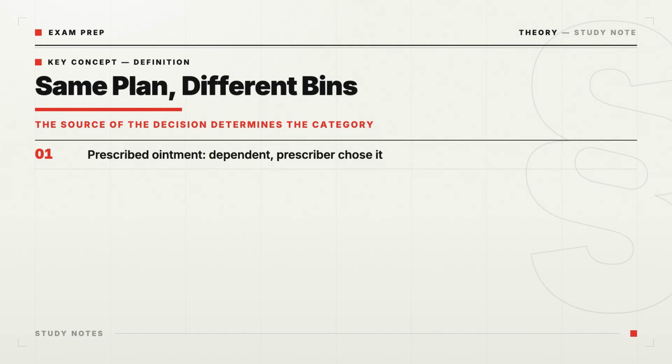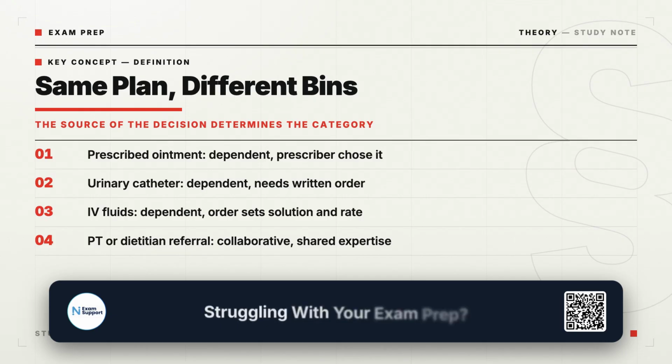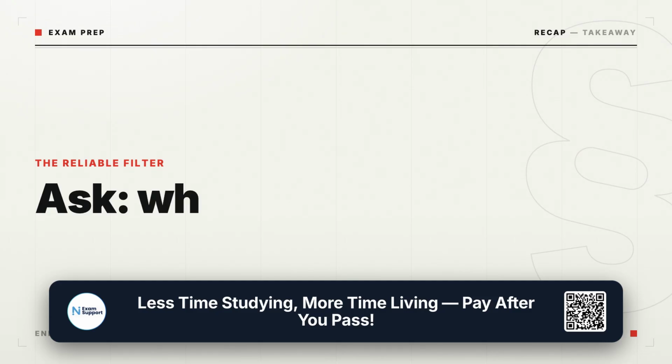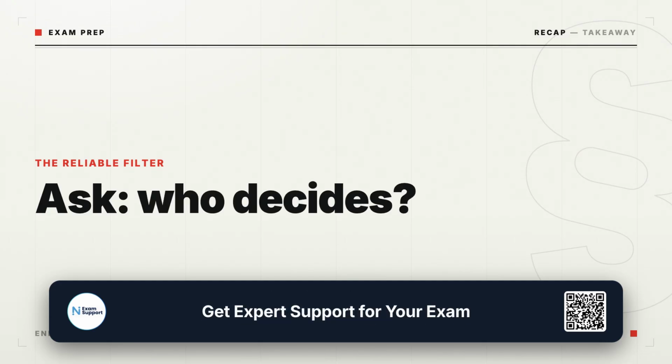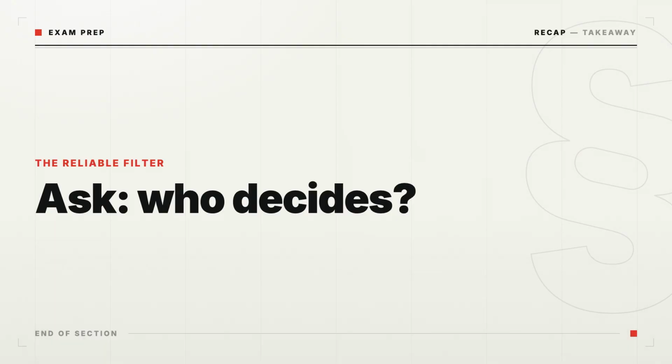A prescribed ointment is dependent even though the nurse applies it, because the prescriber chose the medication. Inserting a catheter or starting IV fluids also needs an order. Requesting physical therapy or a dietitian is collaborative, drawing on another profession's expertise. On exam day, ask who decides. If nursing judgment alone justifies the action, it's independent. If it takes a prescriber's authority, it's dependent. If it takes another discipline, it's collaborative.